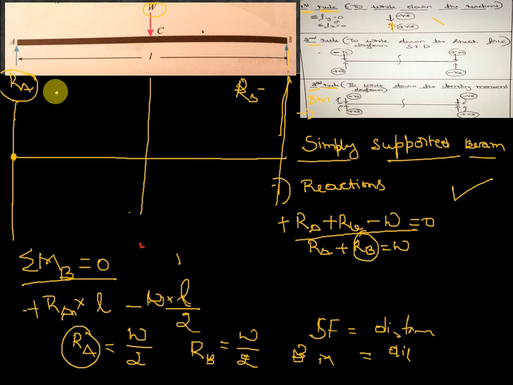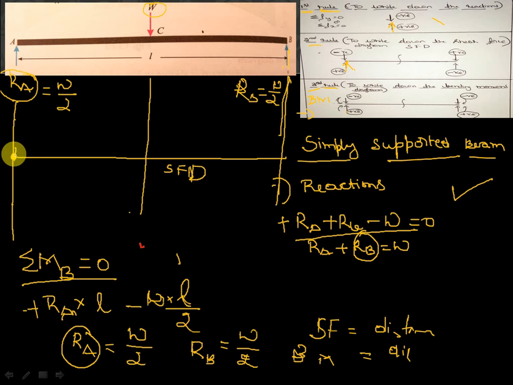See, after finding the reaction RA, we came to know RA is equal to W by 2, where W is the load. RB is also W divided by 2. So the next important step is to draw a line like this, and on this line let us draw the shear force diagram. To draw the shear force diagram, you need to see the second rule. See here, if the load is acting upward, then we need to consider it positive. So I'll consider it positive.